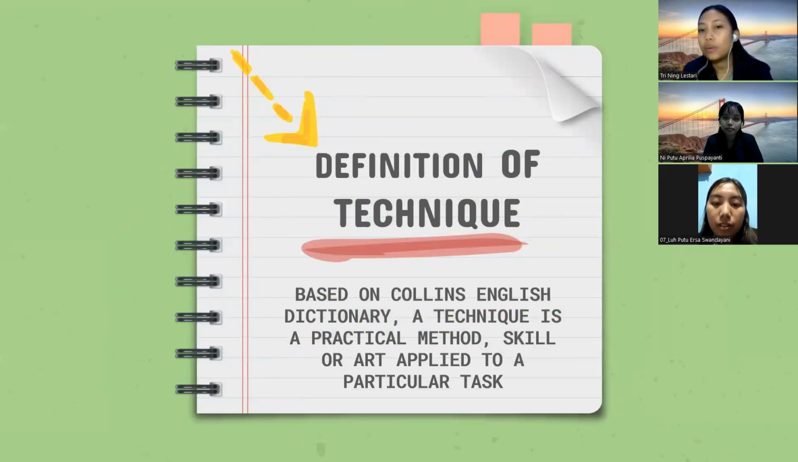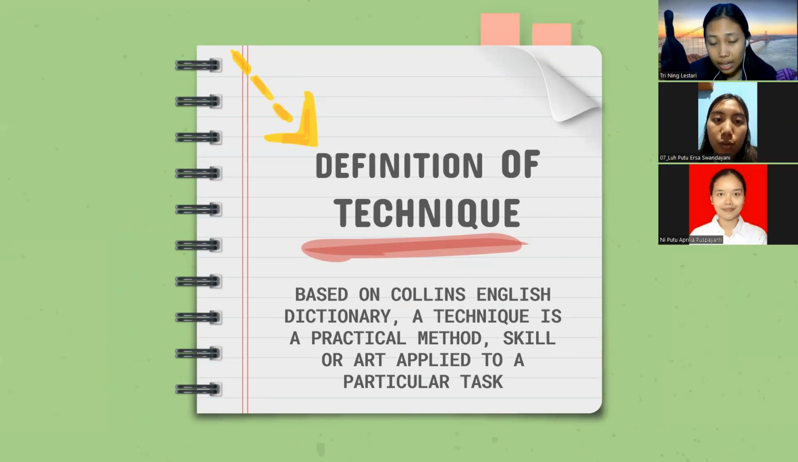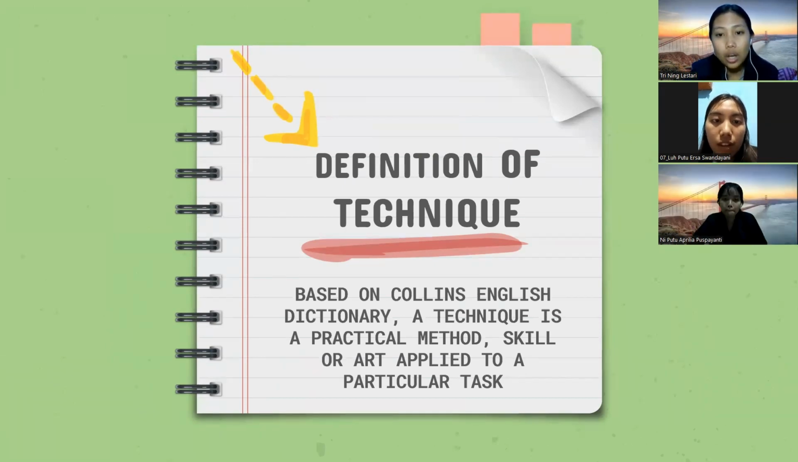I will explain to you about definition of technique. Based on Collins English Dictionary, a technique is a practical method, skill, or art applied to a particular task. This means technique is used for particular tasks. And then Maselli also states the technique relates to practical things and problem solving. The word technique itself refers to a way of doing an activity that needs skill and competence.